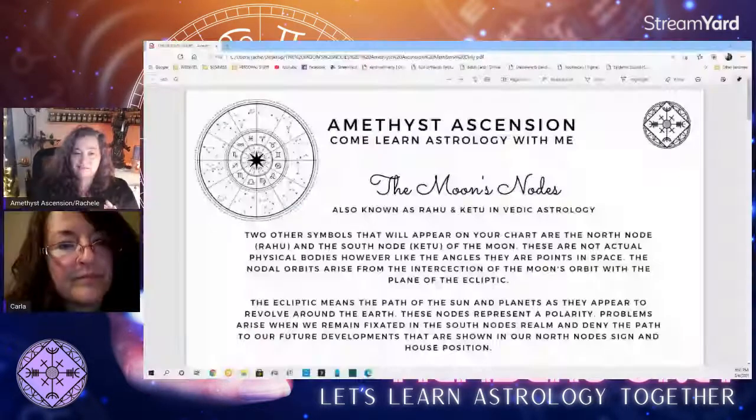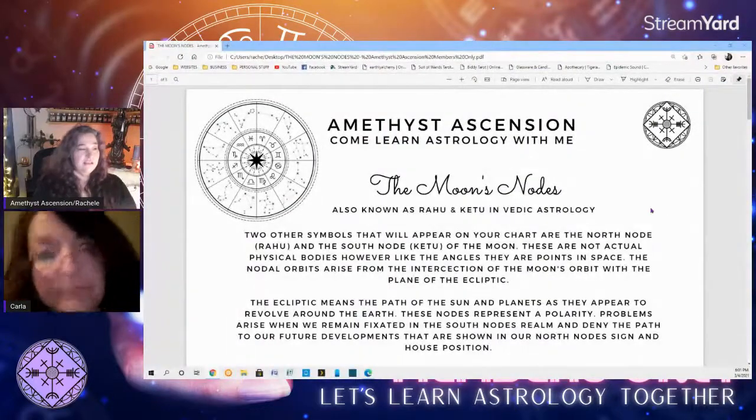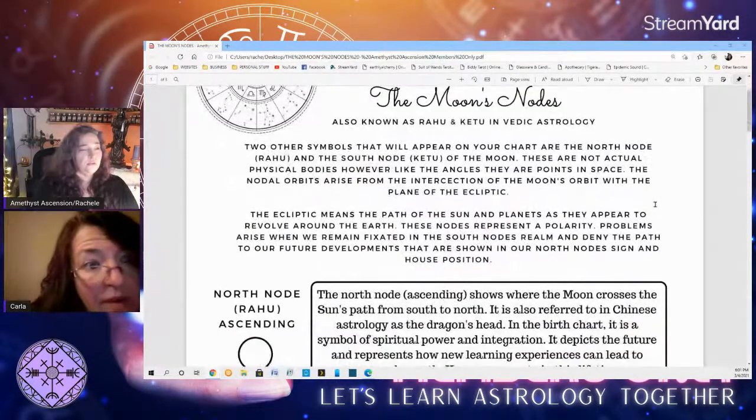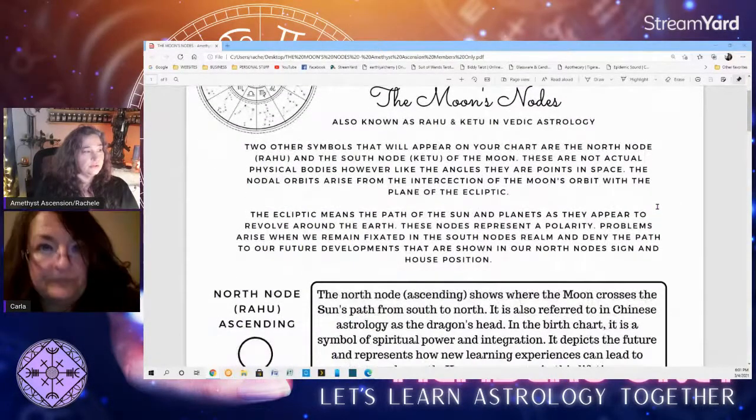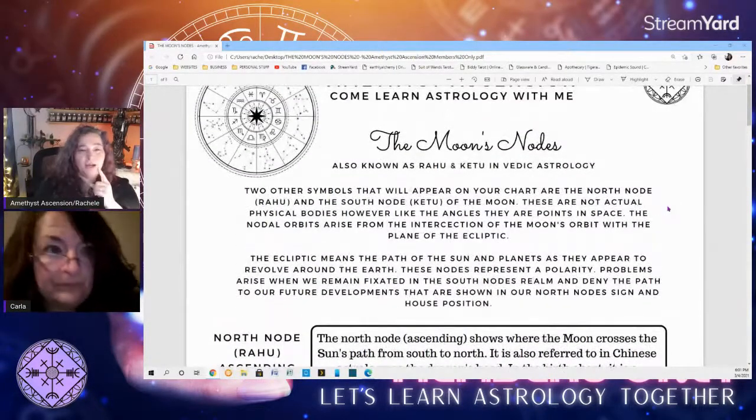So first things first, Rahu, which is like your North Node. Well, you know what? Let's just get started reading. So just so that we understand, we're going to be talking about the moon's nodes.